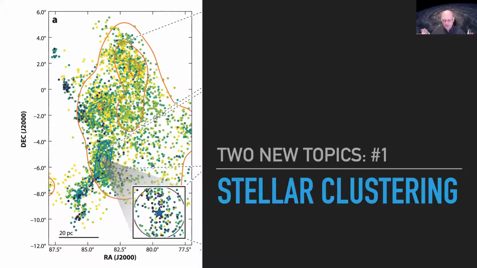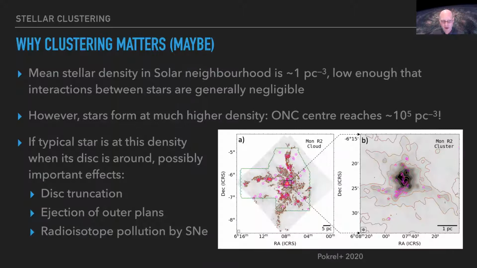So now I've summarized all of star formation for you in 10 minutes. Let's talk about two hot new topics. And the first one I want to talk about is stellar clustering. So for people who don't work in star formation, you probably have heard the mantra a bunch of times: all stars form in clusters. So let's talk about that a little.